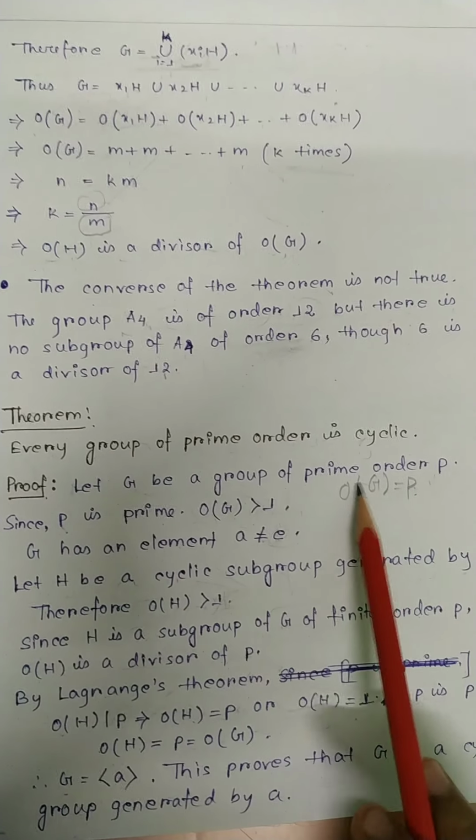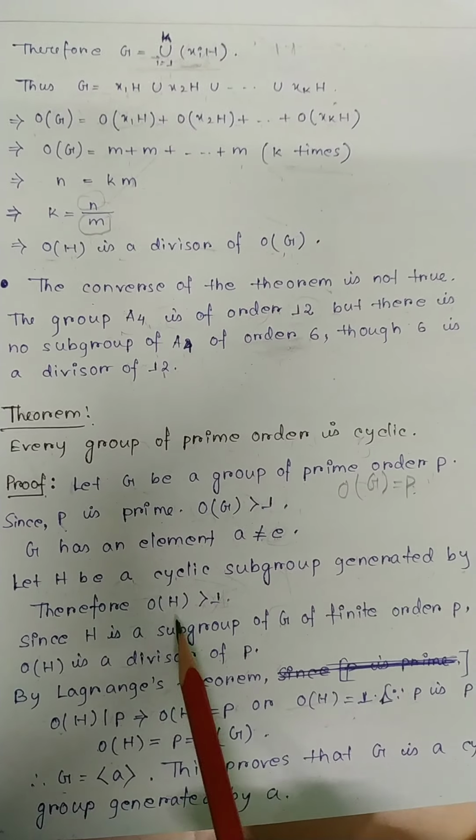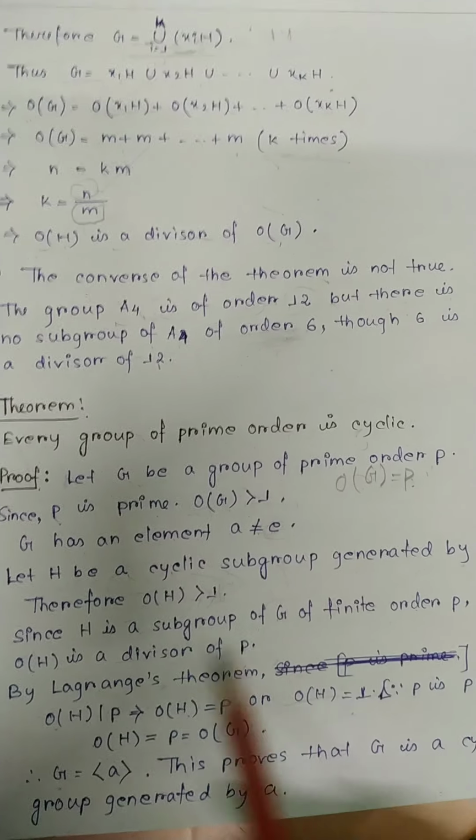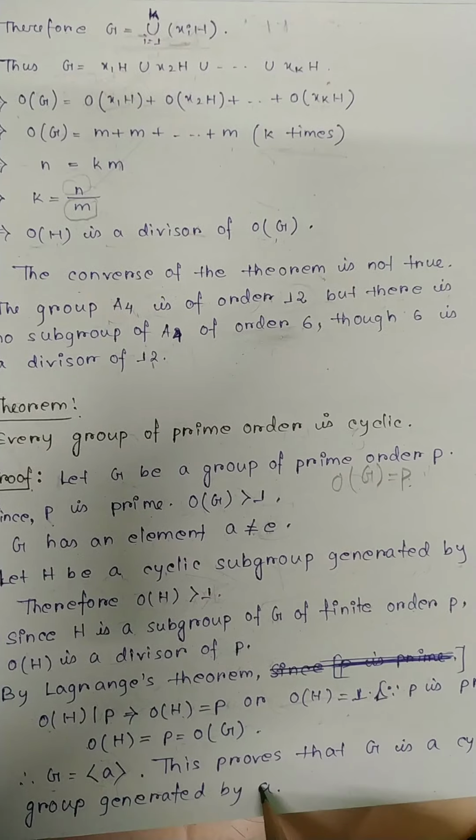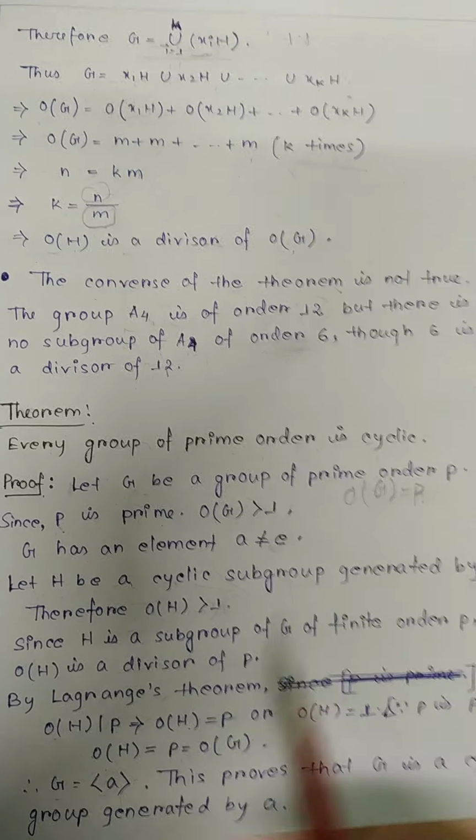As H is generated by a, G is also generated by a. This proves that G is a cyclic group generated by a.